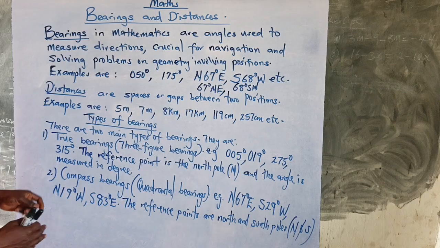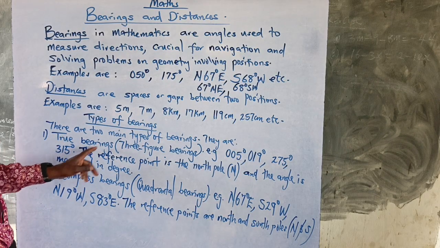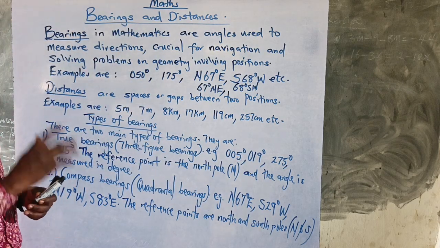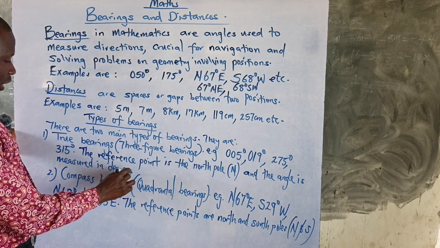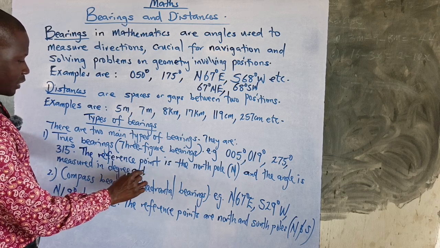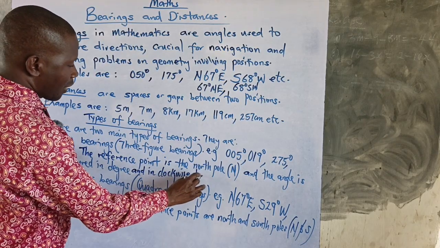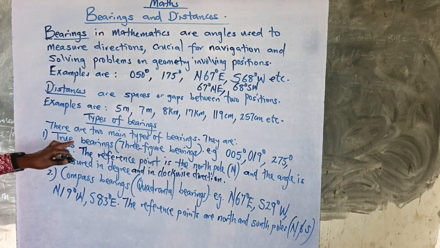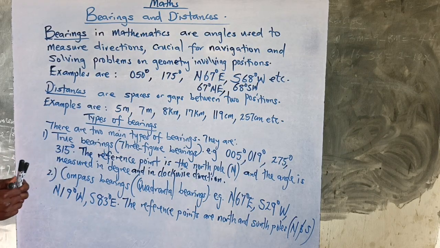There are so many examples. We have other examples of bearing. Now, when it comes to true bearing, the reference point is always the North Pole. So you are going to take the North Pole as the reference point, and the angle is measured in degrees and in clockwise direction. You have to move in clockwise direction and not the other way around whenever you want to represent or describe the location of an object or a place using true bearing.